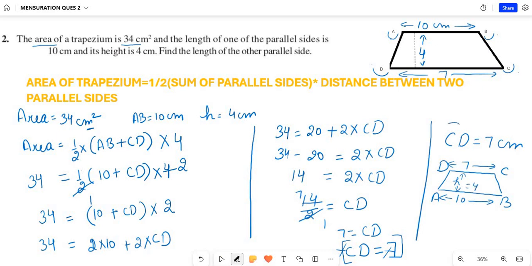So this is basically your answer. CD is equal to 7 centimeter. Hope you got this question. Thank you everyone. Bye.